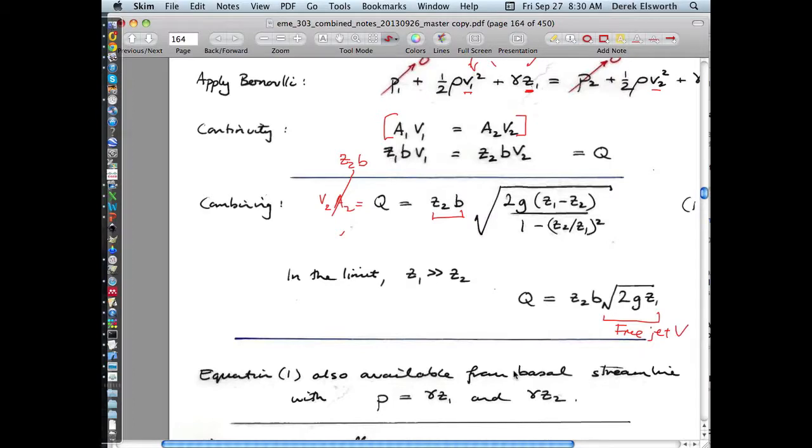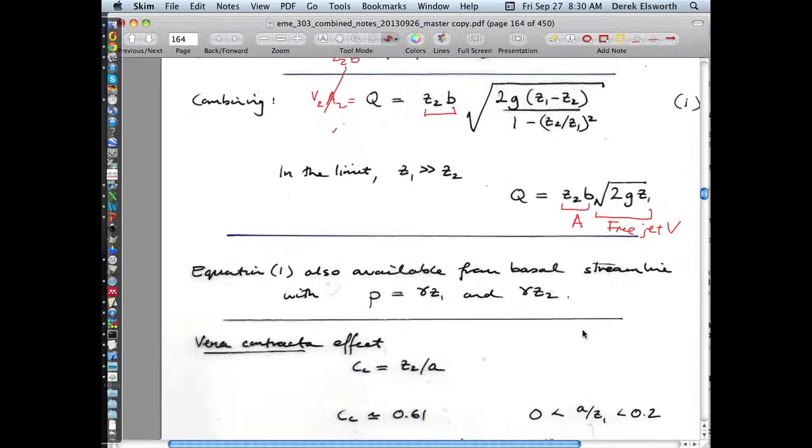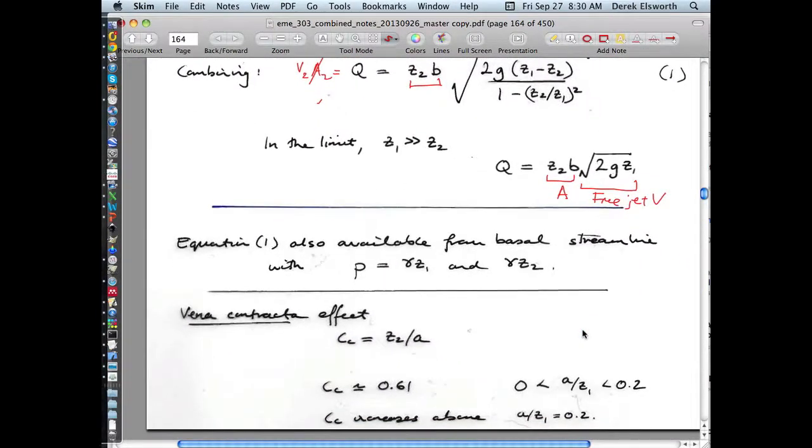The velocity of a free jet. And so the velocity of a free jet multiplied by the area is just the volumetric flow rate. And so perhaps it's not surprising that that comes out to be that. So it's not particularly complicated, but that's basically the idea. So that's for an undershoot gate.